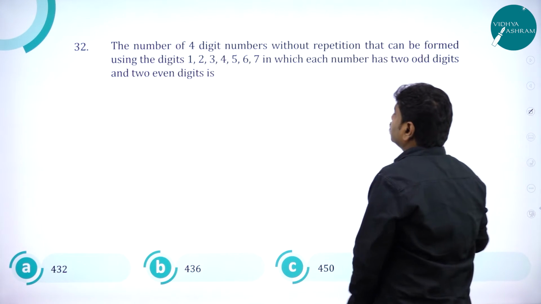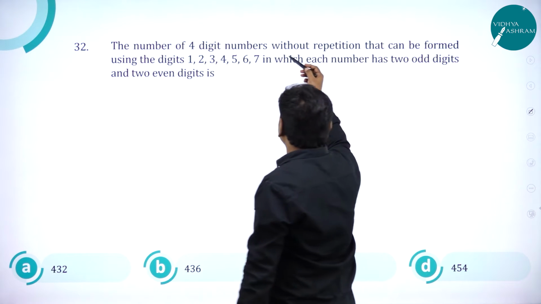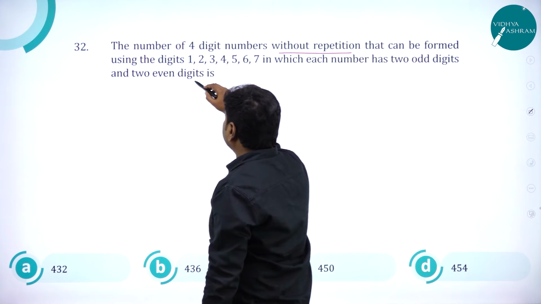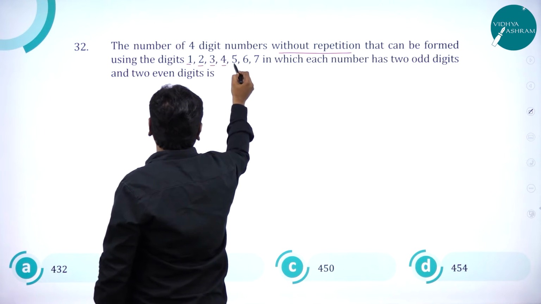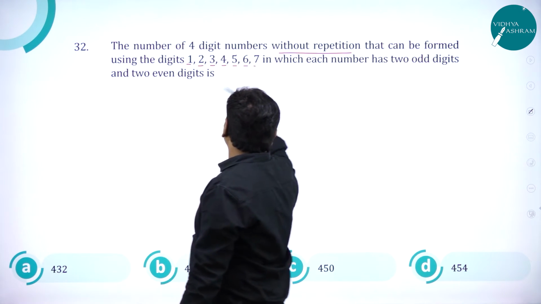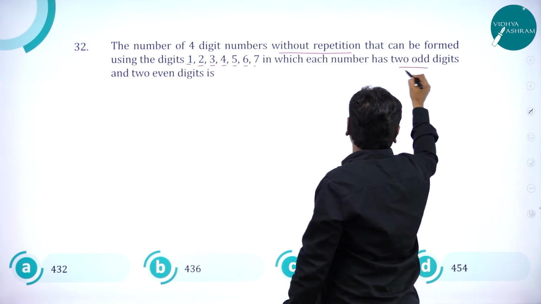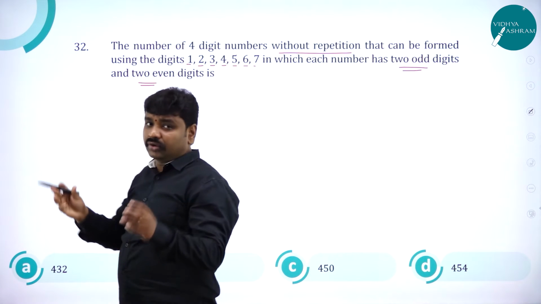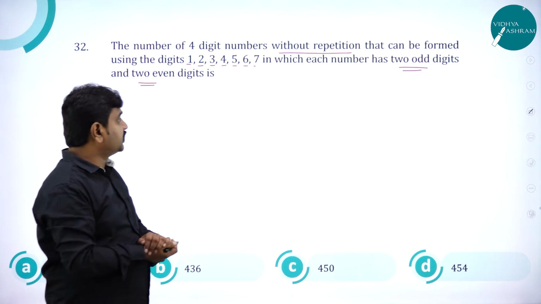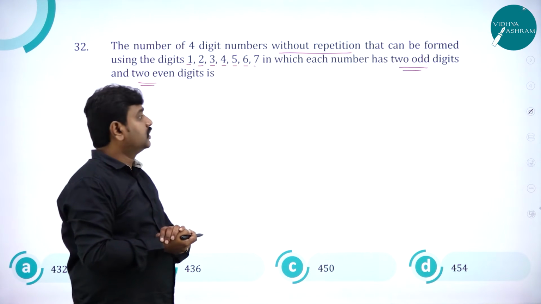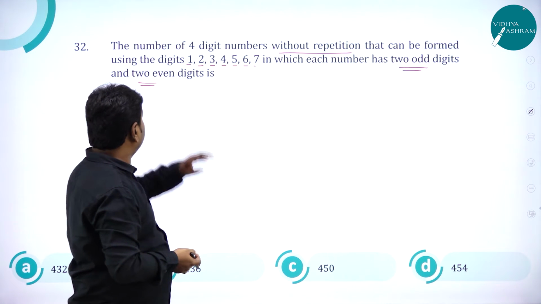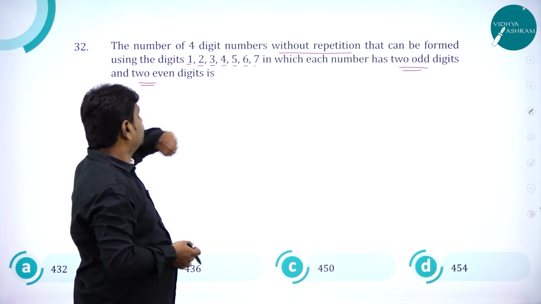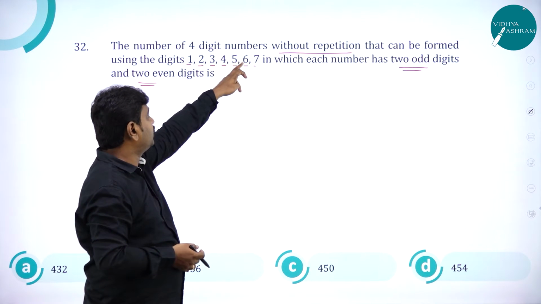Then the number of 4-digit numbers without repetition that can be formed using the digits 1, 2, 3, 4, 5, 6, 7, in which each number has 2 odd digits and 2 even digits. You have to frame the numbers in such a way that they should not repeat. They want 4-digit numbers without repetition. They give numbers 1, 2, 3, 4, 5, 6, 7.